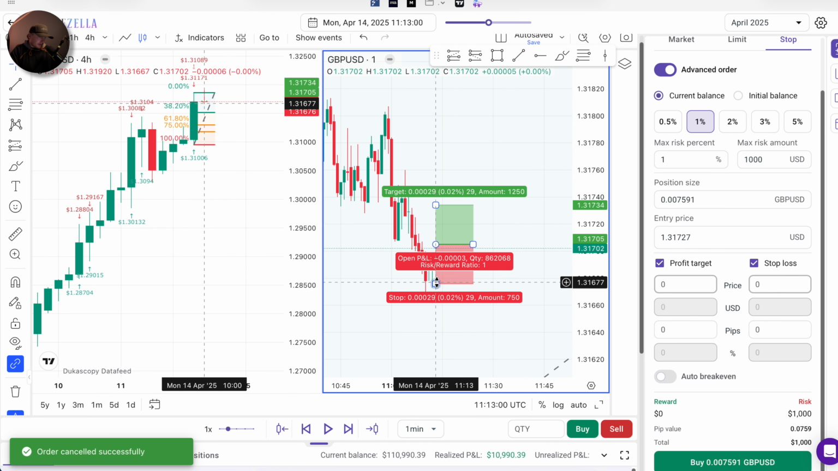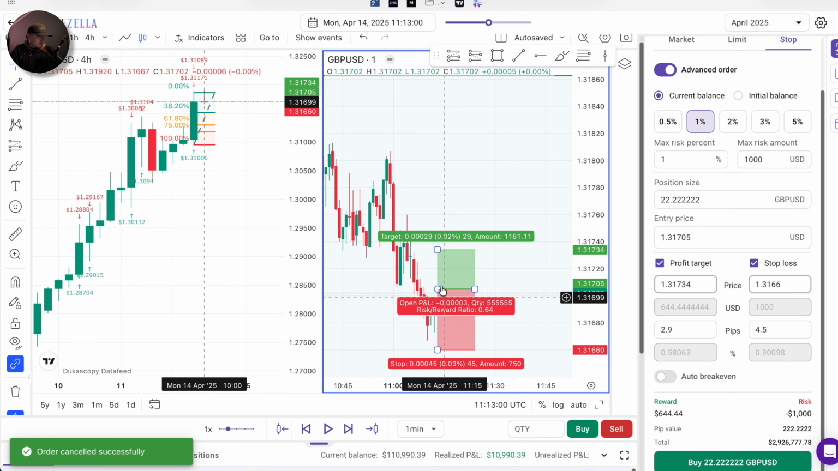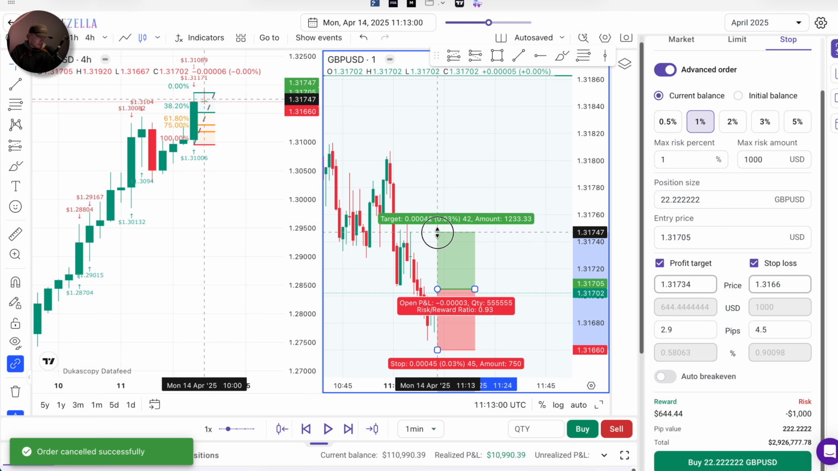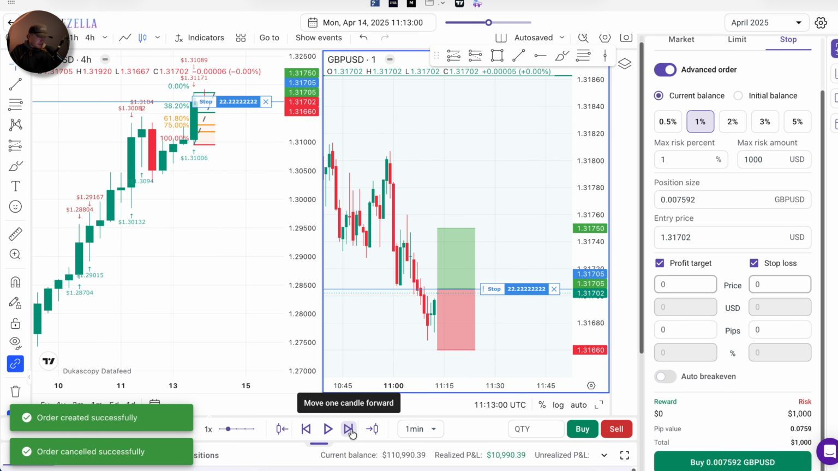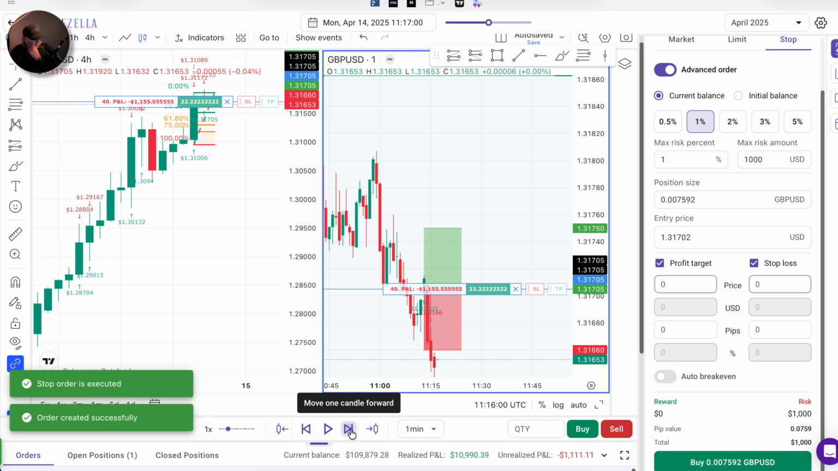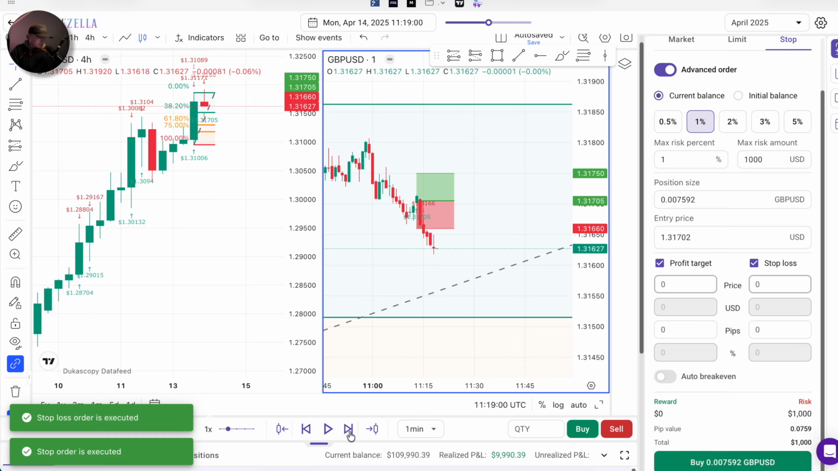Put the buy order in there. 4.5 pips. We are in the first zone, so it's going for a 1 to 1. Buy order is in, and we are in and out, losing trade. Let's keep going.